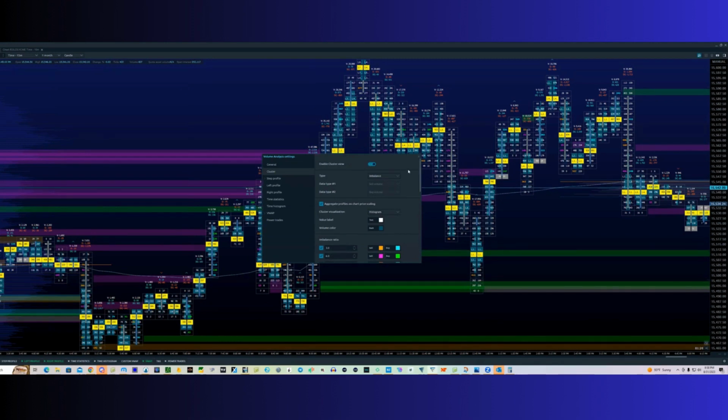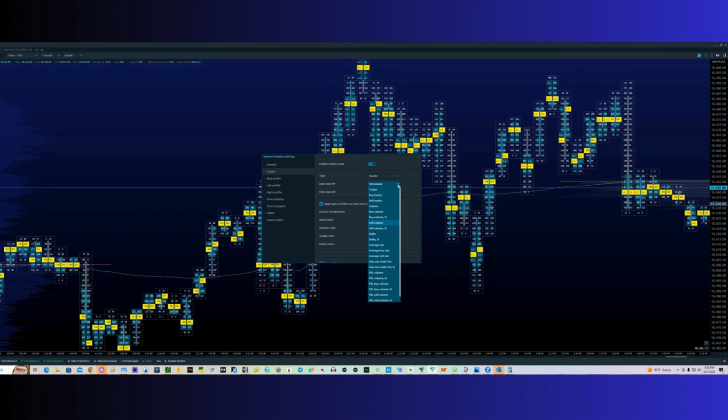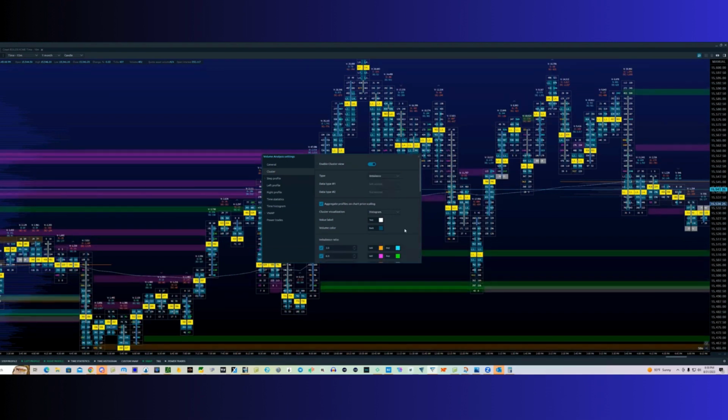Once you enable clusters, you can choose single, double. I choose the imbalance, right? Because that's what we're looking for. But if you choose single or double, what essentially that's going to do is open up sell volume and buy volume and other options, with delta percentage and all that good stuff in there. But for sake of class and simplicity, this is how we're keeping it.